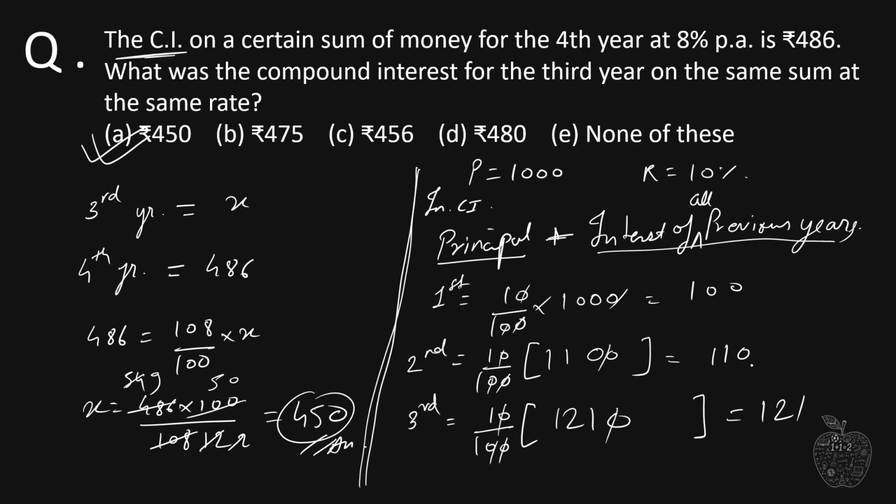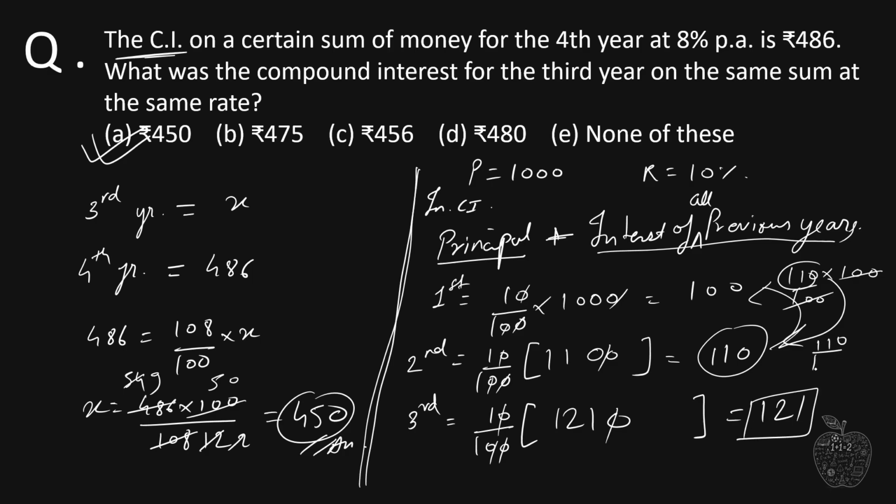Now if you notice, this 110% is 110% of the previous year's interest, right? 110% of 100 gives 110, which is this. And this is 110% of the previous year's interest, which is 110. The zeros cancel, 11 elevens are 121, and we get this. So the same concept is used here.